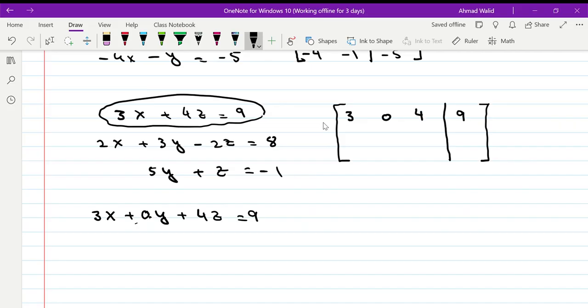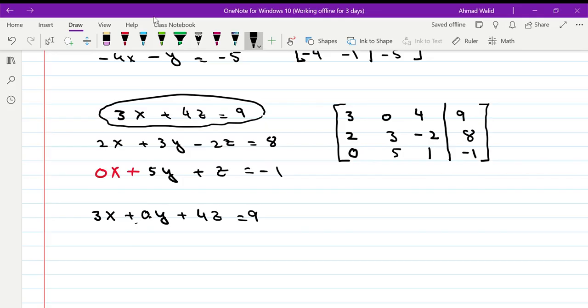Now, I will write 3, 0, 4, and 9. Equation number 2: 2, 3, -2, and 8. In equation number 3, actually x is missing, correct? It means it's like this. You have 0x here, correct? Then I'll put 0 for x. 5, 1, and -1, and that's my augmented matrix.